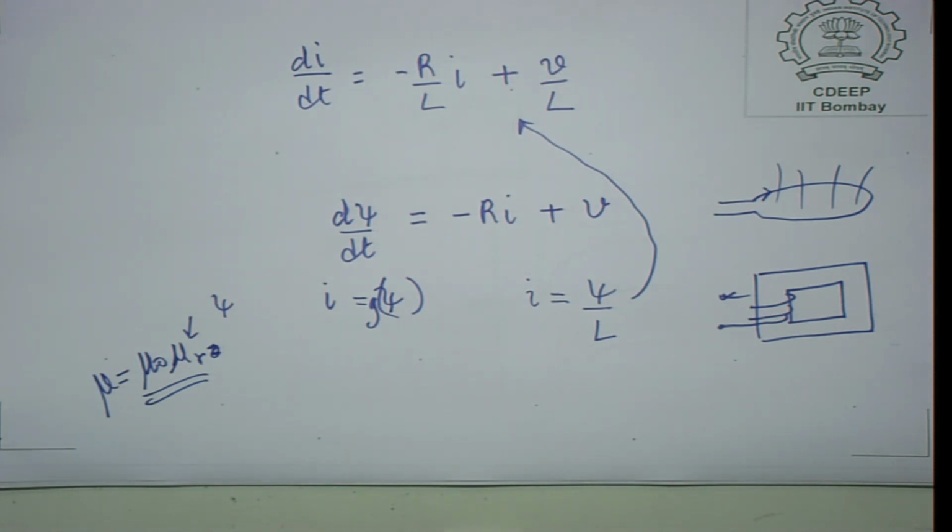But one of the important things which I mentioned some time back is that if mu r is constant, nothing really changes except that the flux is much more compared to the free space value, but otherwise everything is the same. But one peculiarity with a real life core is that if the flux level increases in the core, mu r in fact starts dropping.